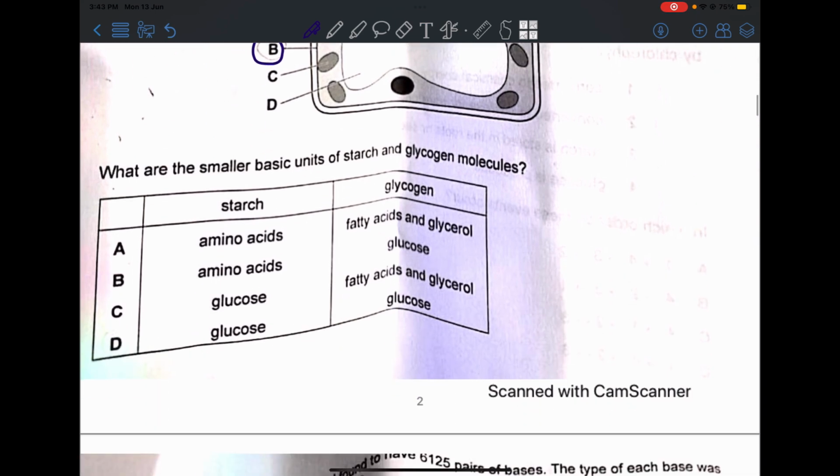Now A is actually indicating the cell wall, which is fully permeable, so we won't be choosing A for that reason. What are the smaller basic units of starch and glycogen molecules? Now we know that starch and glycogen are actually made of glucose. Starch is the storage unit of plants and glycogen is for the humans. So they're both going to be glucose. So our answer will be D.